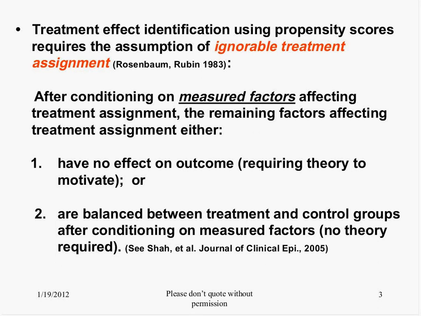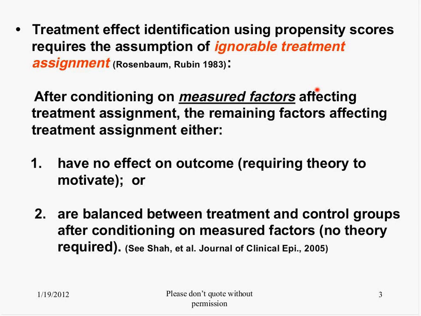I've tried to write down what I meant by an ignorable treatment assignment. I think it comes down to this: after conditioning on measured factors that affect treatment assignment, the remaining factors affecting treatment assignment either have no effect on outcome, which economists would argue requires theory to motivate the idea that what's unmeasured has no effect on outcome. You need a theory to describe why that may be true. Or, after conditioning on the measured factors, the remaining factors affecting treatment assignment are balanced between treatment and control groups.